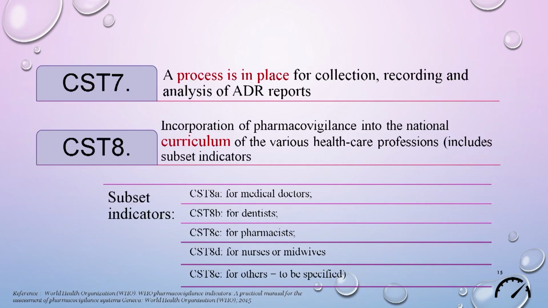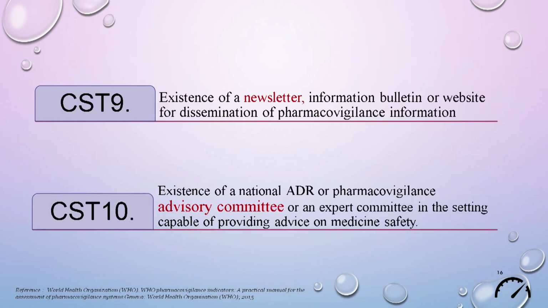It will give the qualitative data. Like, whether an ADR collection process is there, and whether some person is there to collect the ADRs. Or whether the ADR collection process is incorporated in the curriculum or not. It could be incorporated with the doctors also, and any healthcare professionals like dentists, pharmacists, nurses, or other specified persons. So under the ninth structure indicator, we will see whether the pharmacovigilance facility is disseminating this information in the form of newsletters, or whether there is any advisory committee. So these are the 10 structural indicators.